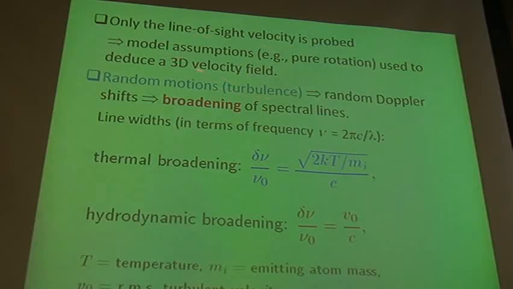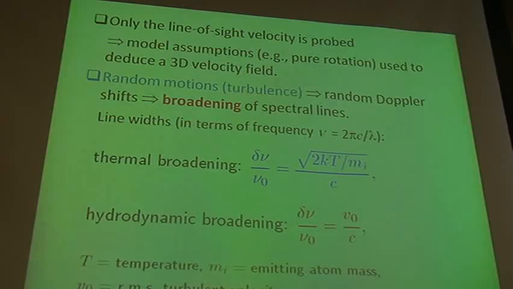So this means that if you want to reproduce a three-dimensional velocity field, we need to make additional assumptions. For example, often the assumption, in our case, is that we have purely rotational velocities. Then we can also use the Doppler shifts to measure random velocities.